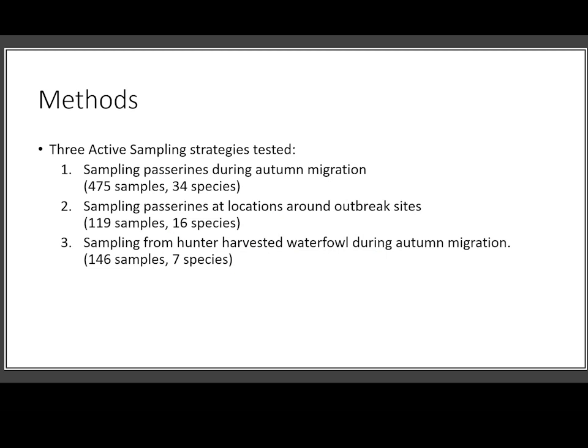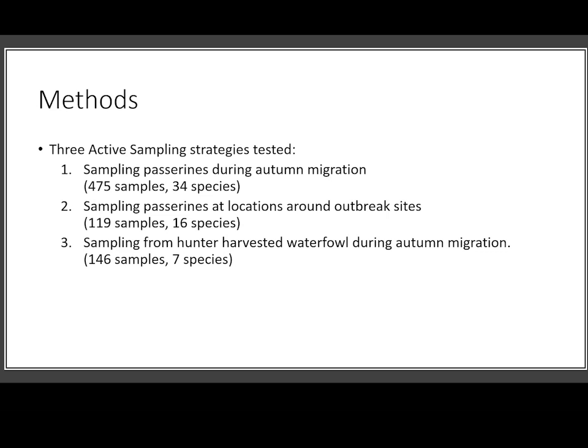So we trialed 3 active sampling strategies to try and monitor for avian influenza in wild birds during autumn migration. So at bird observatories like Spurn and Filey, there is systematic bird ringing that goes on throughout the autumn period. So I took the opportunity to take fecal samples during that autumn migration window, which were then tested for avian influenza.